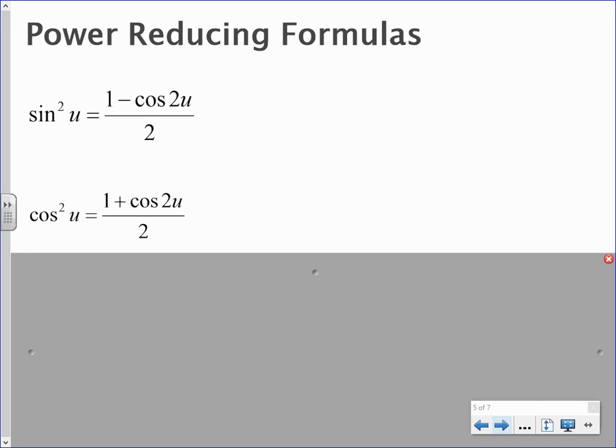I could prove all of these to you, but I don't think that's worth our time. If you're interested in the proof, they are in the back of your chapter. We're in section 5 now. After section 5, there's a chapter summary, review exercises, a chapter test, and then it has some of the proofs for these formulas. So if you're interested, you can look at those.